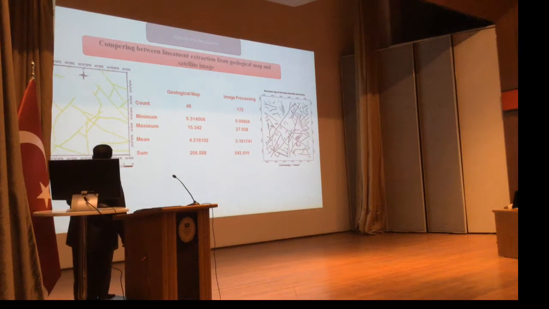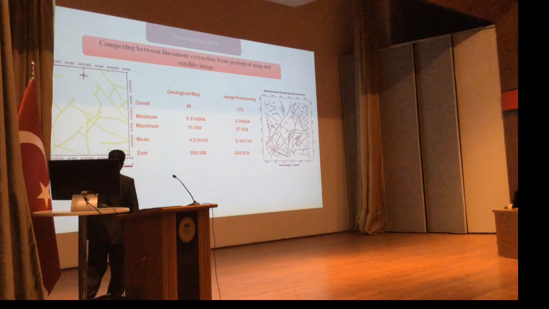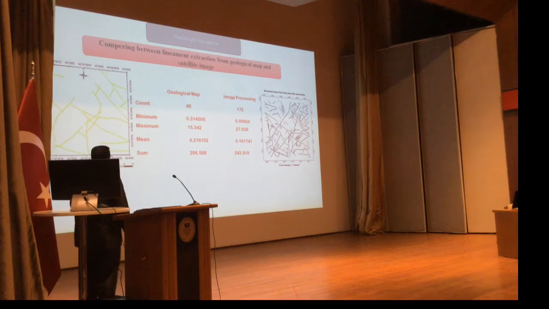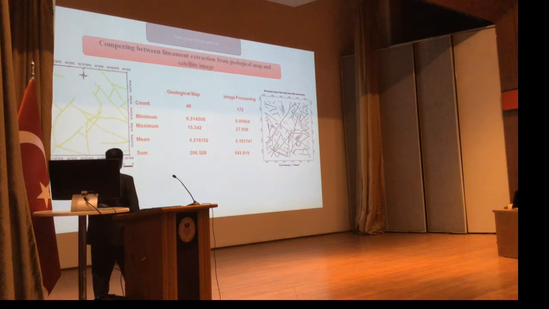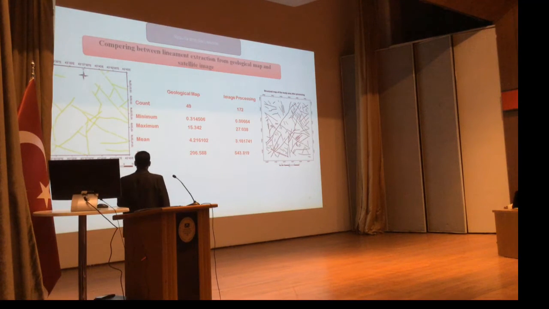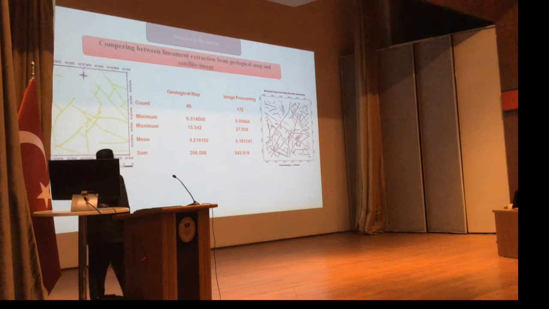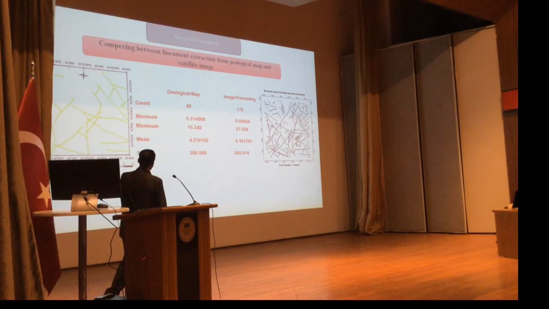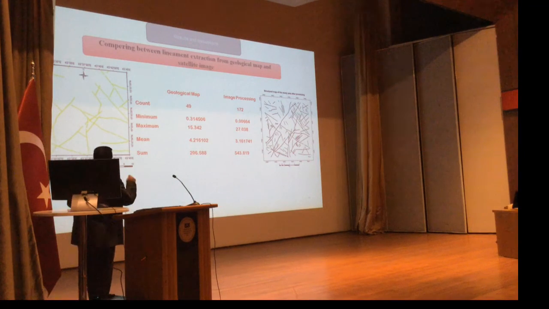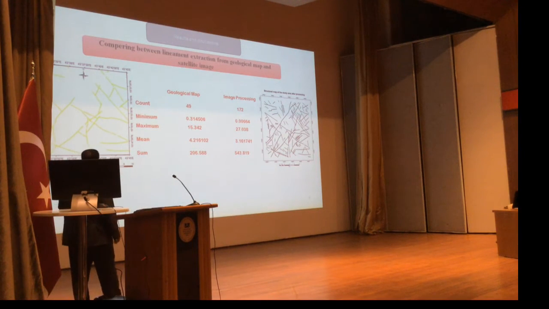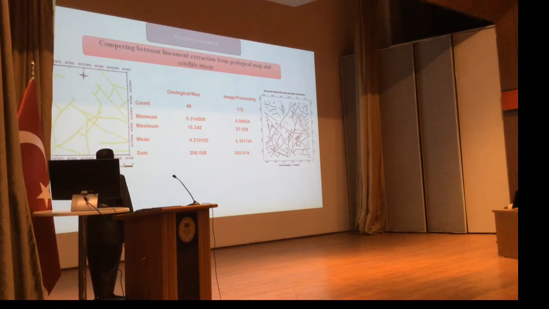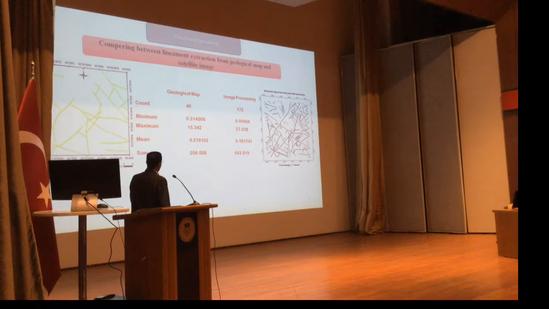The minimum line found in the geological map is 0.1. The minimum line found from the satellite image is 0.006. The maximum line found from the geological map is 15 kilometers, and the maximum line found from the satellite image is 27 kilometers. The mean is 4.2 from the geological map, and from the satellite image, 3.6.